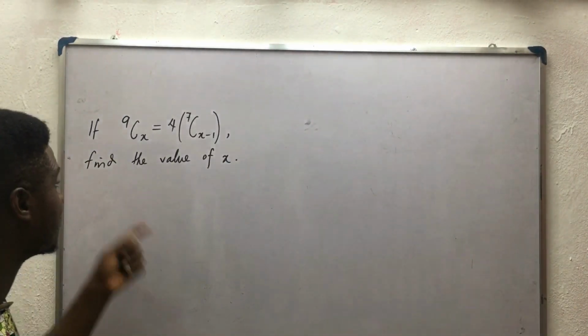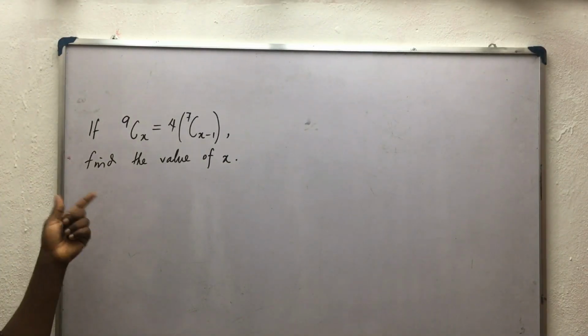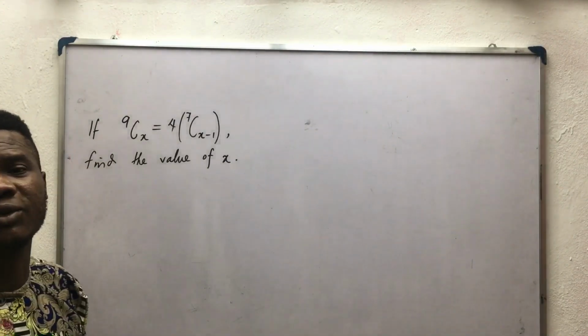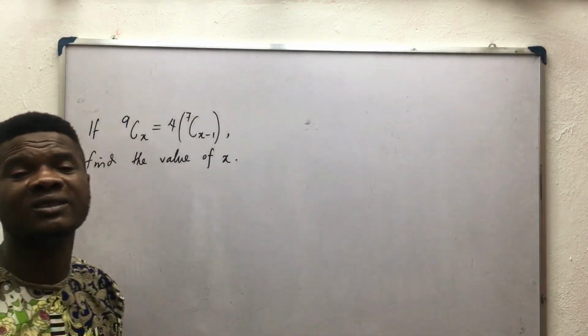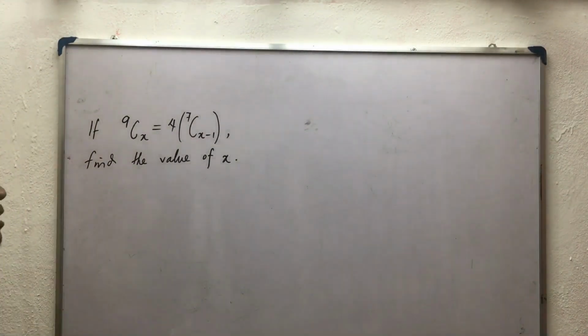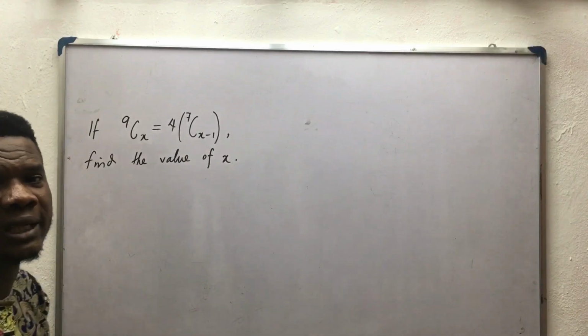In today's video, I'm going to be solving this problem. The problem says if 9 combination x is equal to 4 times (7 combination x minus 1), find the value of x. So how do we get this problem solved?